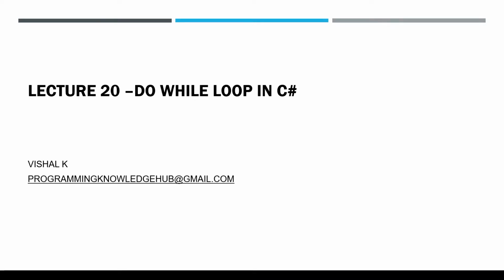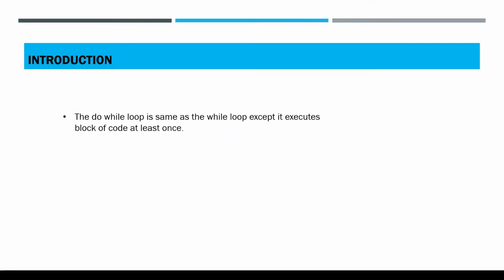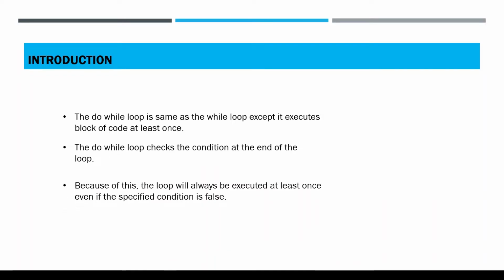My name is Vishal. In this lecture, we will learn about another important loop, that is the do while loop in C#. The do while loop is the same as the while loop except it executes a block of code at least once. The do while loop checks the condition at the end of the loop. Because of this, the loop will always be executed at least once even if the specified condition is false.